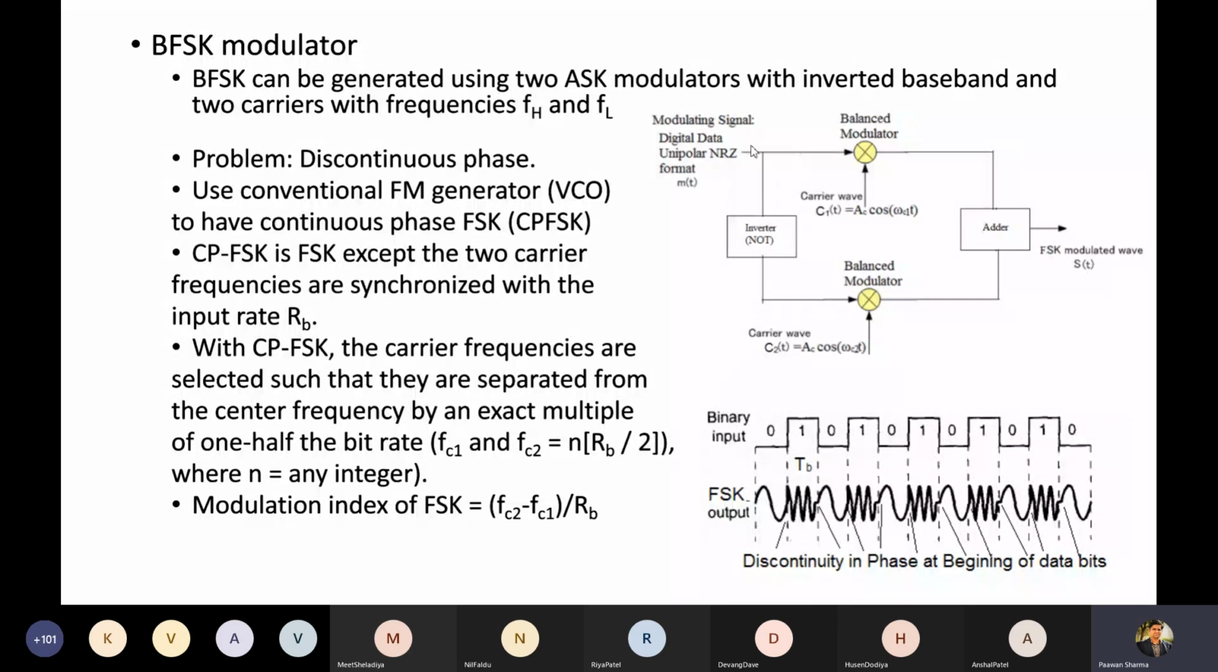So by the time you have a bit 1 here, this balanced modulator will produce a substantial output, whereas at the same time the other balanced modulator will produce nothing, 0 contribution. So when bit 1 comes, this BM is active, and the signal generated is at FC1 frequency. When a 0 comes, the other balanced modulator is active and the carrier frequency will be FC2. So 1 0 1 0 coming here, and you are getting FC1, FC2, FC1, FC2, and so on, as your FSK modulated signal.